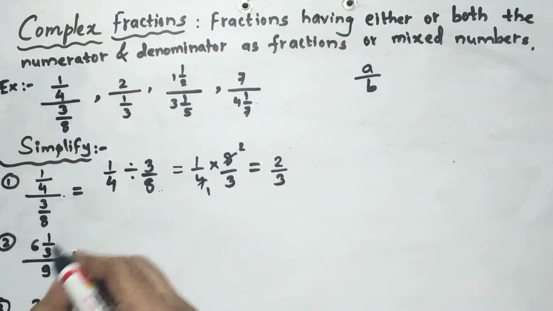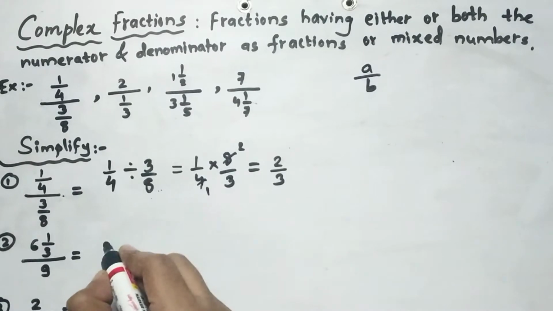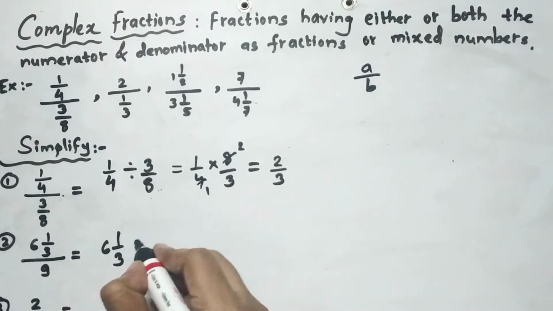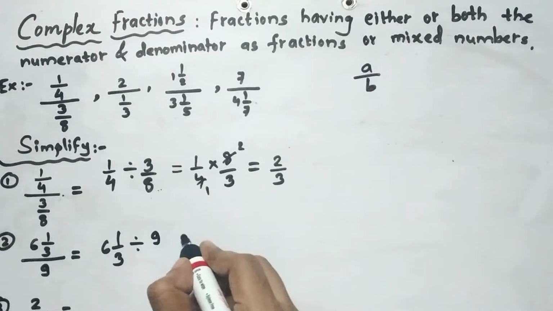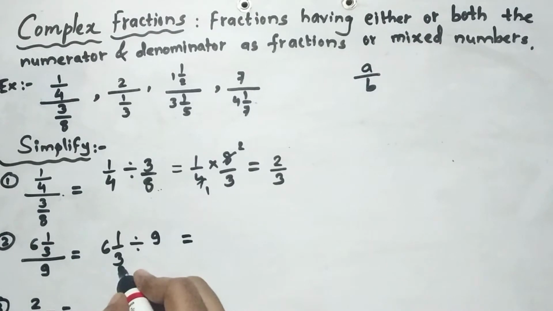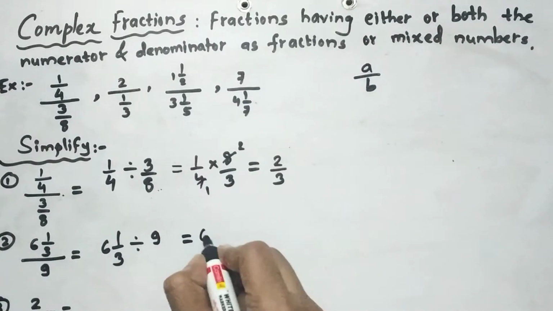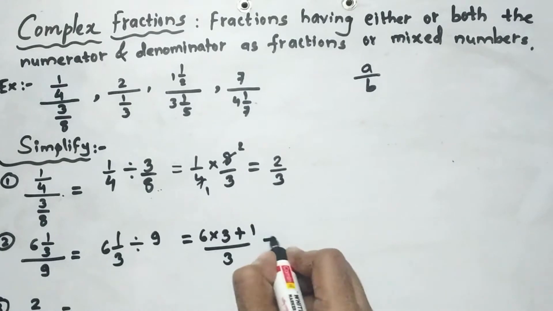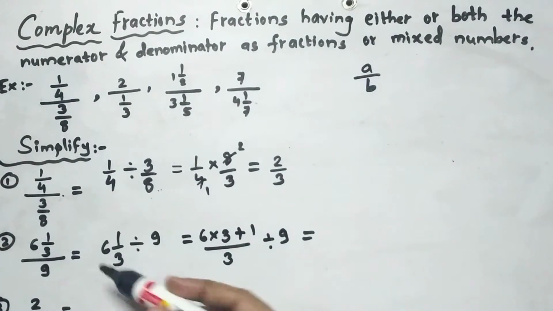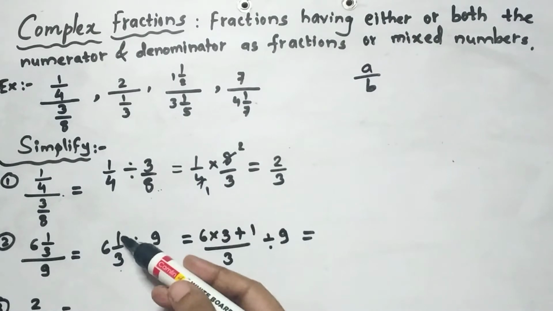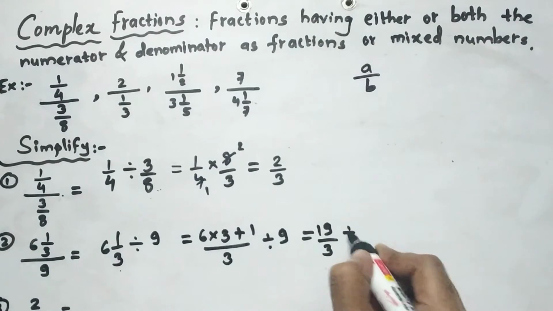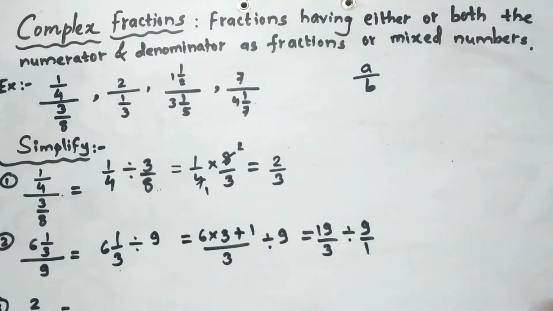Next we have 6 1 by 3 divided by 9. So we'll write it first in the form of division. Here the main line works again as the fraction line. Here it is 9. 6 1 by 3 will be converted into an improper fraction. For that conversion, we just multiply this 6 with this 3 and add 1 to it and then divide by 3. So 6 threes are 18, 18 plus 1 is 19. 19 by 3, divided by 9. 9 is nothing but 9 by 1.